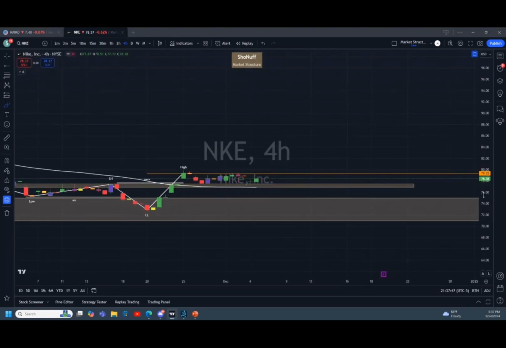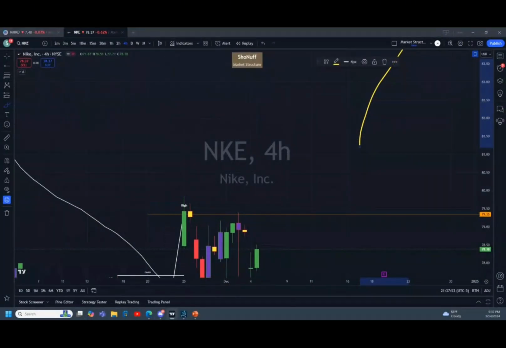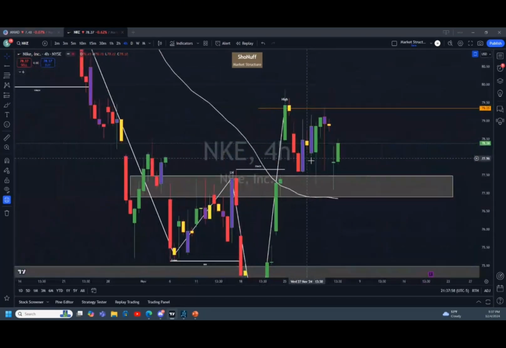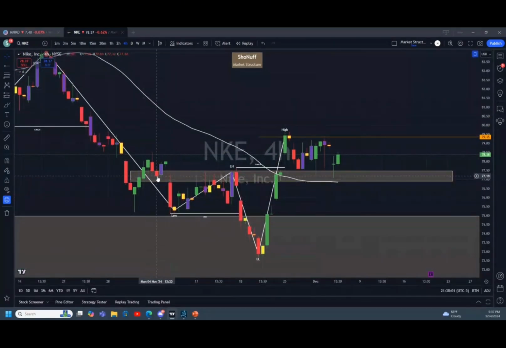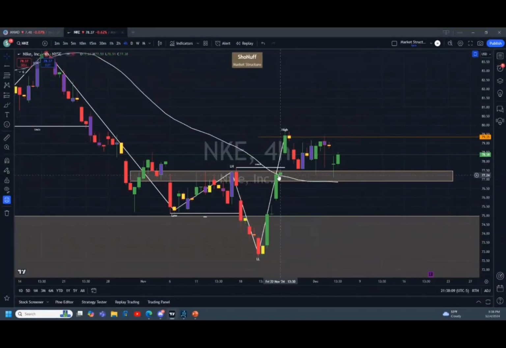Go down to my 4 hour. All right. So it's been holding this area, which was previous resistance, now support. It's pulling back. We're above the 50 moving average on this time frame. And if you look at it, it's more like trading the range up here. It's been going back and forth in this range since Monday of last week. Did that help you out?